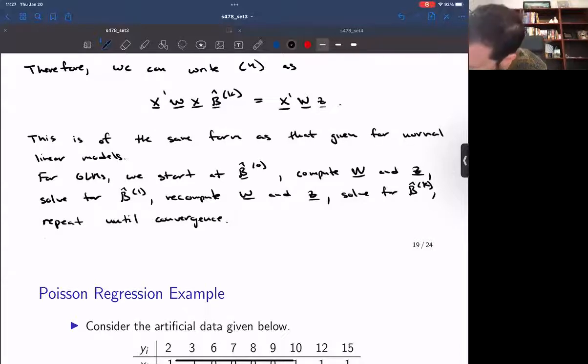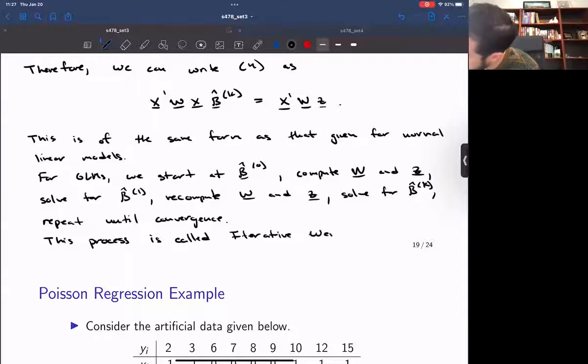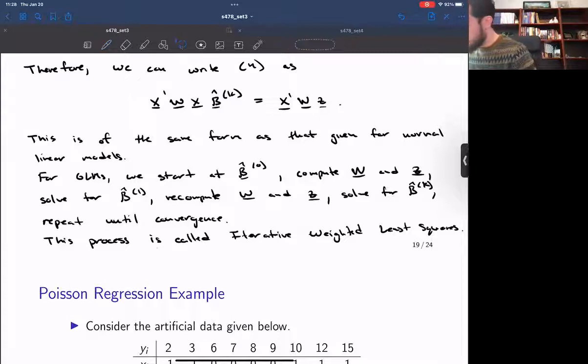So this process is called iterative weighted least squares, okay. Or IWLS for short.